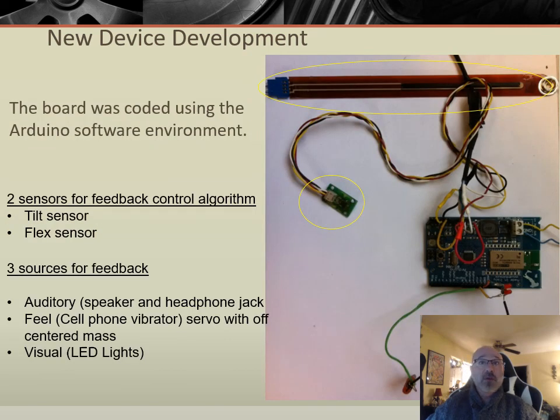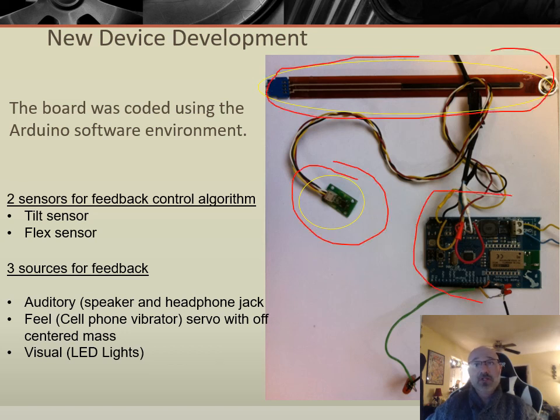So this is from our block diagram here. We go up to our physical prototype and relate it back. There's our tilt sensor. There's our flex sensor. There's our electronic control board. There's our Bluetooth here that goes back to our phone. So when we're talking about this, there's two sensors, tilt sensor and flex sensor, and three sources of feedback right now: auditory from the speaker or the headphone jack option, feel from the cell phone vibrator, and visual from the LED lights. And then we're going to go on to that fourth one where we're getting that smart feedback as well, either on the cell phone or the smartwatch.